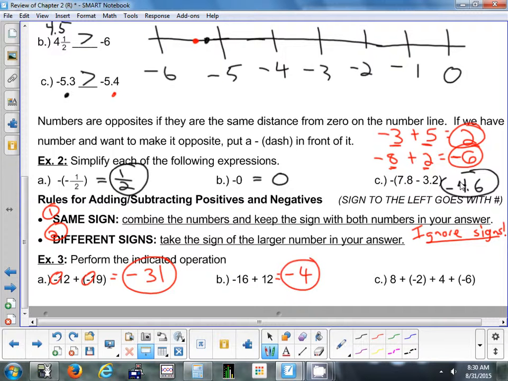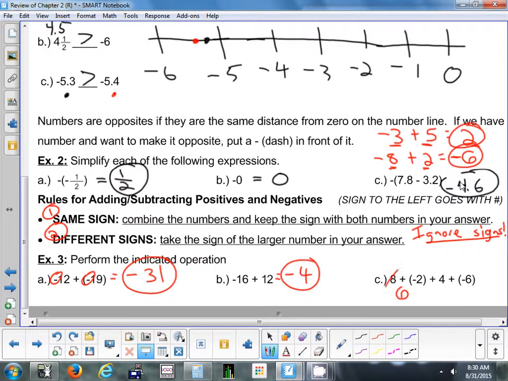Anybody have a way that they might want to attack this one? What do you think, Sam? I did 8 plus a negative 2. Okay, you did 8 plus a negative 2, so what'd you get? I got 6. Positive, right? How come? Because 8's bigger than 2, right? So I'm going to put 6.